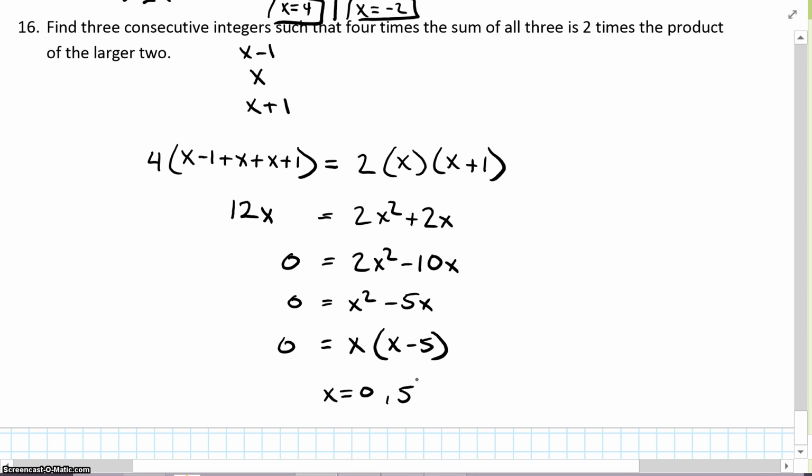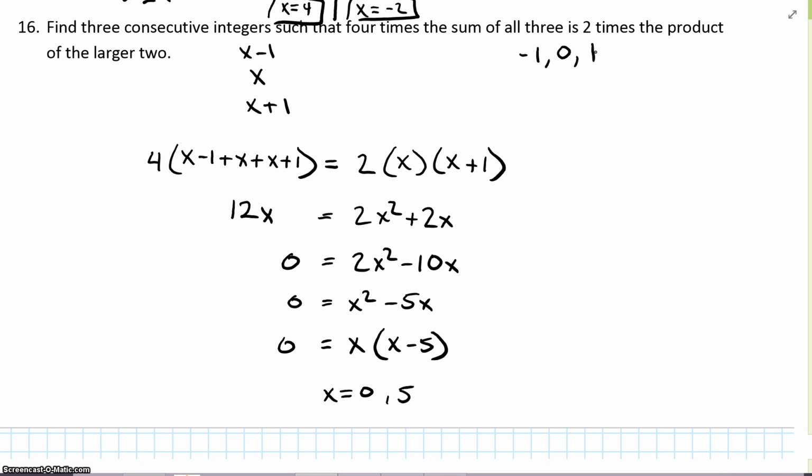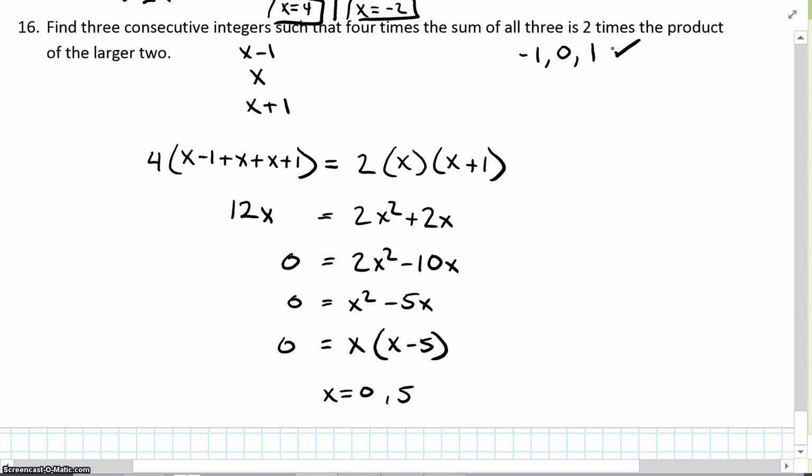So plug it back in. Our middle number is 0, so if I had negative 1, 0, and 1, 4 times the sum of all 3 is 2 times the product. That would work. Okay, and the other one was 5. So I could have 4, 5, and 6.